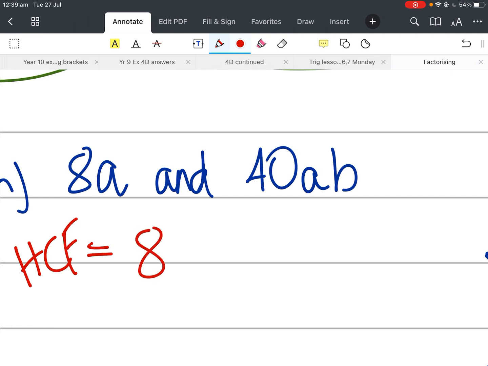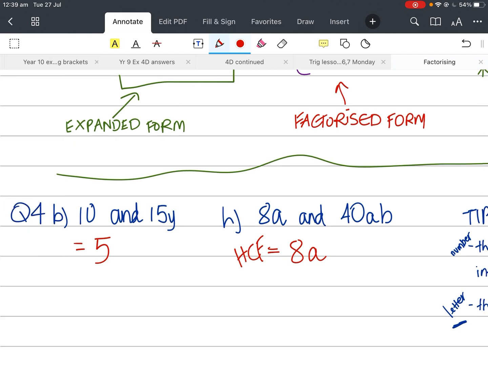Now in this case we've got a letter with the 8a and we've got 2 letters with the 40ab. So we've got to look at the letters as well. The letter that's the same in both terms will also be included in the highest common factor. So what letter is in both? Hopefully you said a. So that's your highest common factor. Alright, so that's how you do question 4.